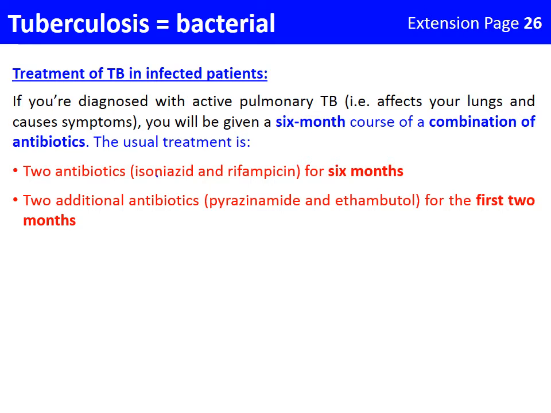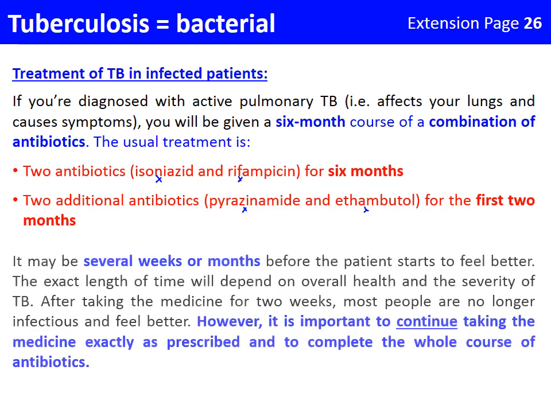Now, you don't need to know these names, so don't worry about learning them. They're just there for reference. But in total, you have 4 antibiotics, all 4 for the first 2 months, and then 2 of them for the remaining 4 months to make it a 6-month treatment. Now, we do need to know why it's really important not only to take these antibiotics for the full 6-month period, but why we've actually got so many different types of antibiotic that we're taking here.